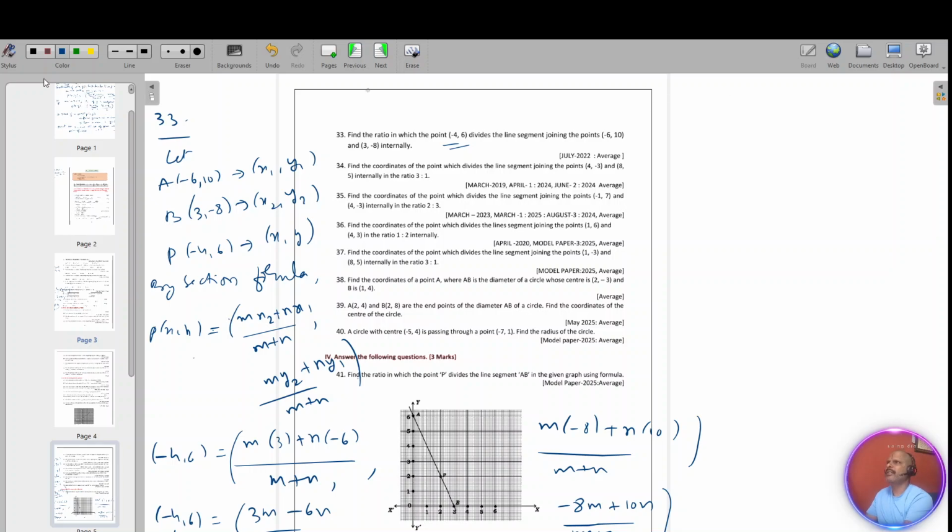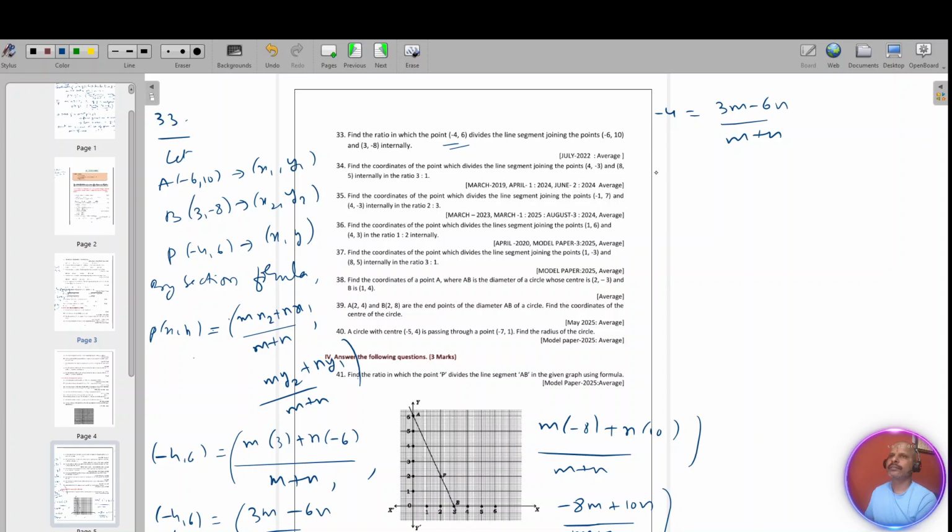There is a simple method where instead of m and n, you can assume k is to 1 as a ratio. I don't know whether you have been taught or not. That can also be used. So here, minus 4 is equal to 3m minus 6n by m plus n. You solve this first. Cross multiply and solve for m and n. What you get, just check out.